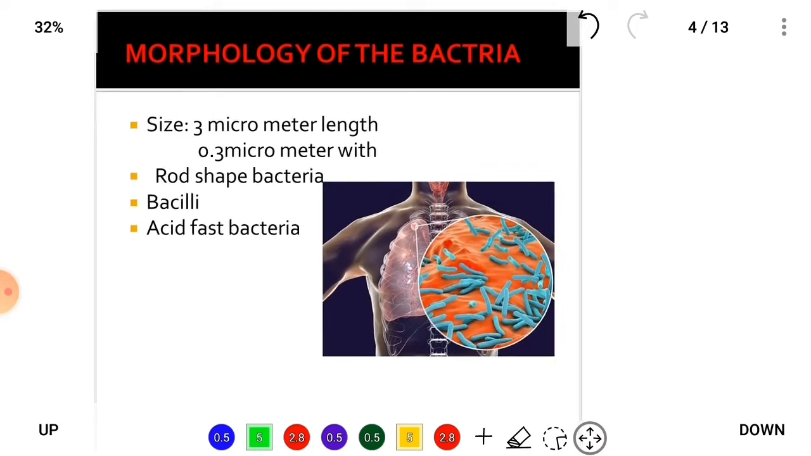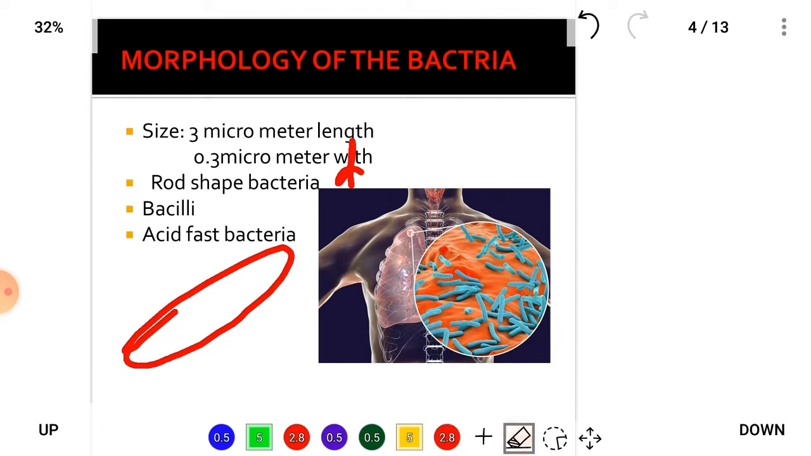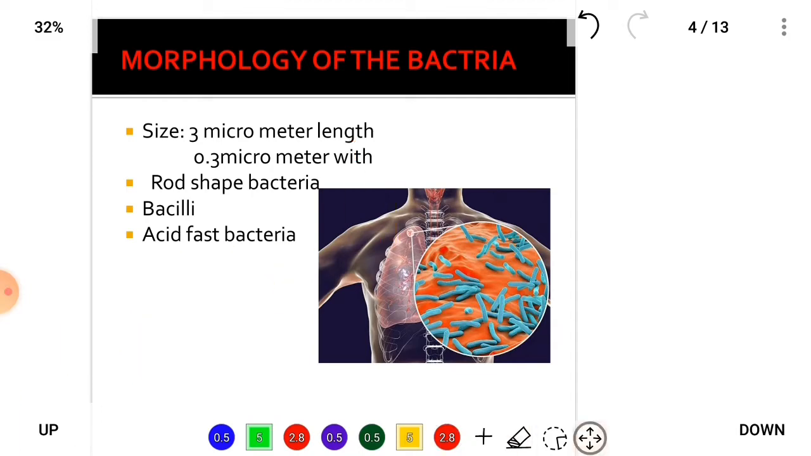After that, we will see the morphology of the bacteria, meaning how the bacteria looks: the size, shape, classification and the staining of the bacteria. This bacteria is rod shaped. If we see the size, it is 3 micrometer in length and 0.3 micrometer in width. It comes under the classification of bacilli and it is stained by acid fast. Therefore this bacteria is an acid fast bacteria.